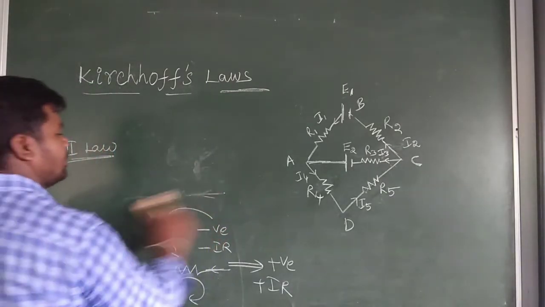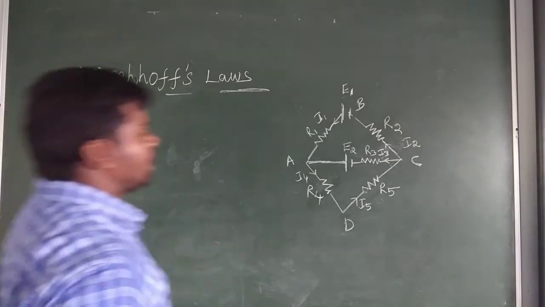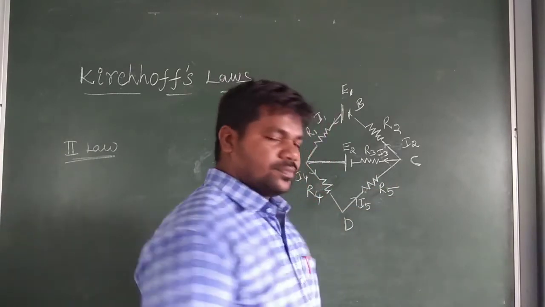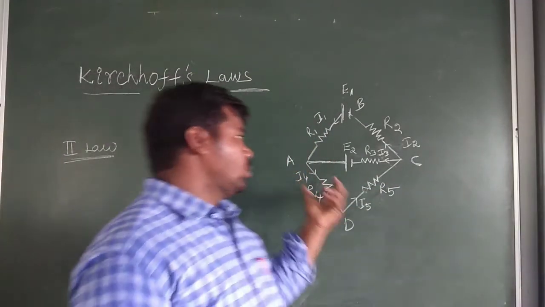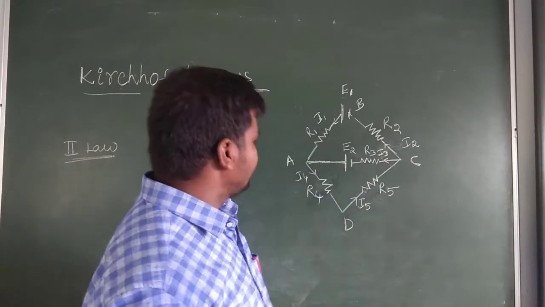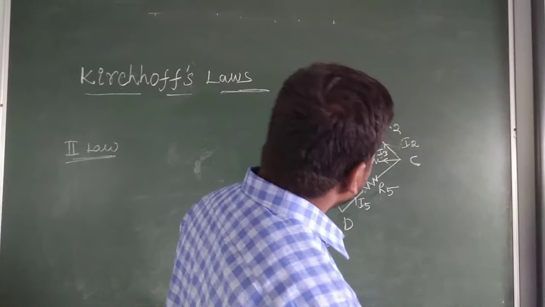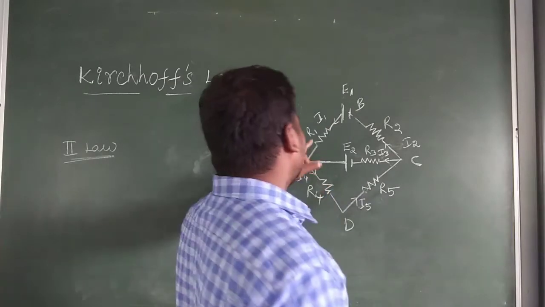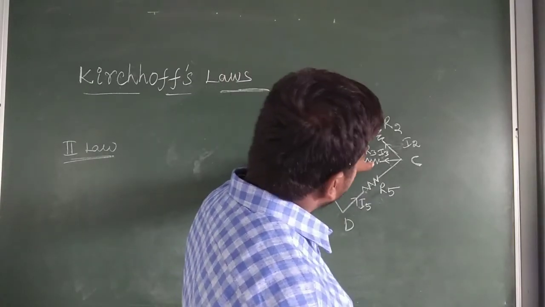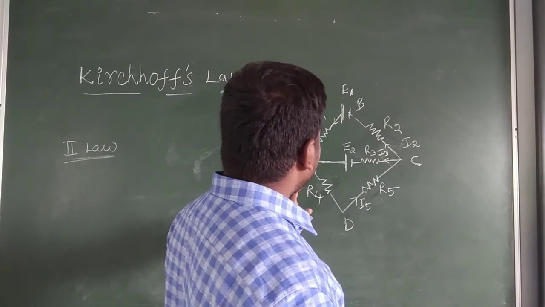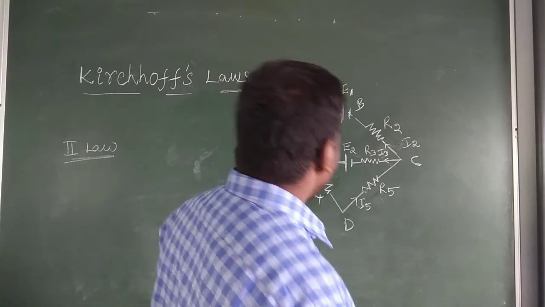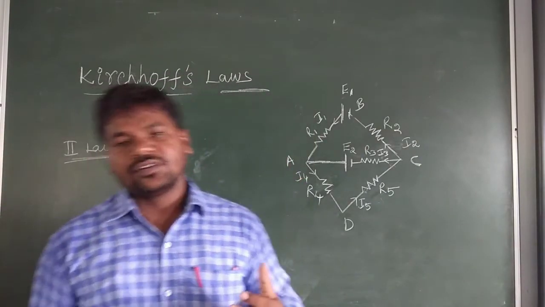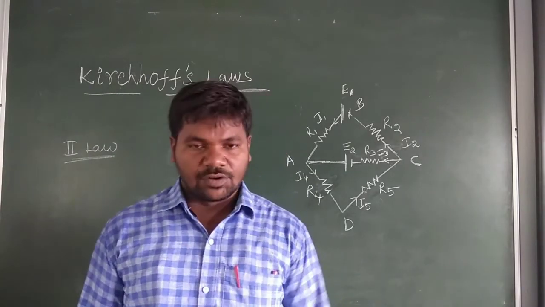Okay, see, coming to the circuit ABCD loop. Here we can consider one loop ABCD. Resistors R1, R2, R3, R4, R5. The current passing through each resistor I1, I2, I3, I4, I5. Okay, so here in this circuit we can apply Kirchhoff first rule and second rule.